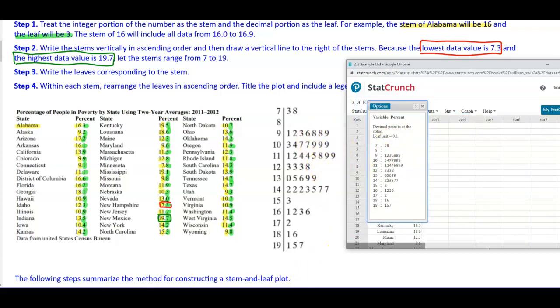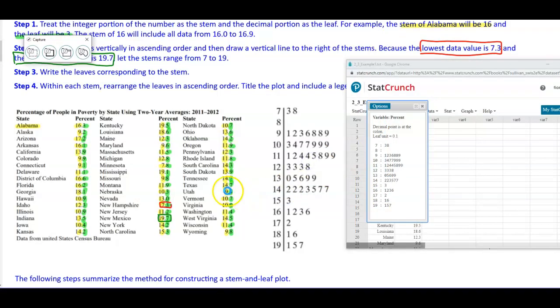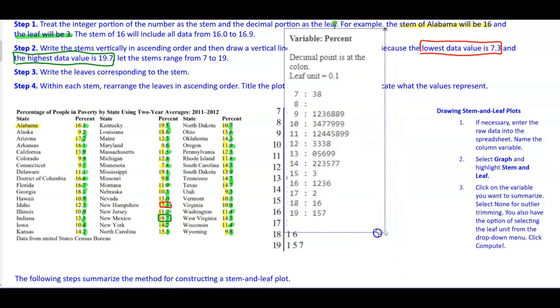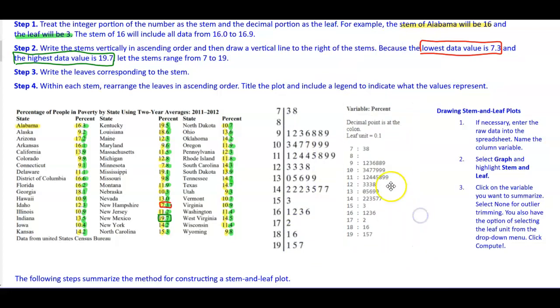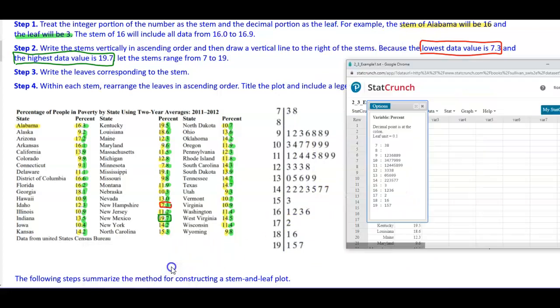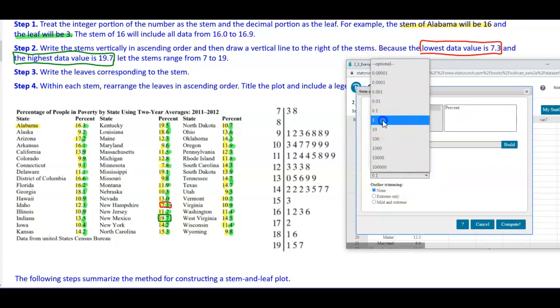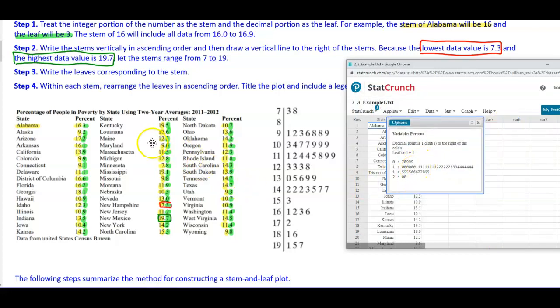So let me go ahead and copy that, because again, the leaf unit represents the tenth of a decimal. So that should match what we have here to the left. Now, if our leaf was just 1, then it would be a lot different. So let's go back to the options and then to edit. Now if I change the leaf unit to just be the whole number 1, we're going to get a different stem and leaf plot. So it all depends on how we choose what our leaf is going to be.